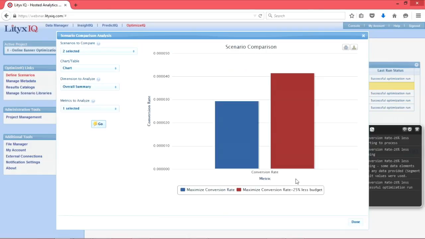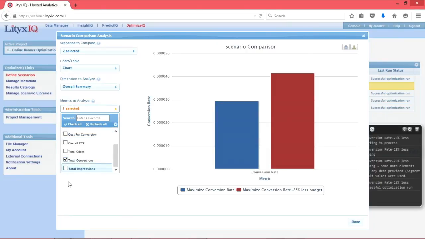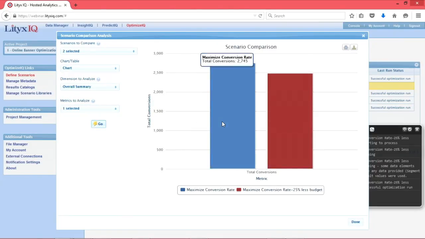So our red bar here is our scenario, our result, our plan if we were to use 25% less budget. And not unexpectedly, our conversion rate goes up. Okay, so we can move from a 0.29 to a 0.41. But other metrics may not fare as well. So for example, spending less money, getting a higher conversion rate, but what about the total number of conversions I can expect? I was looking at 2,745 with the full budget, a reduced budget 2,481, so about 250 or so fewer conversions.